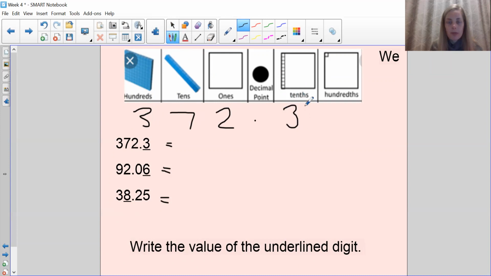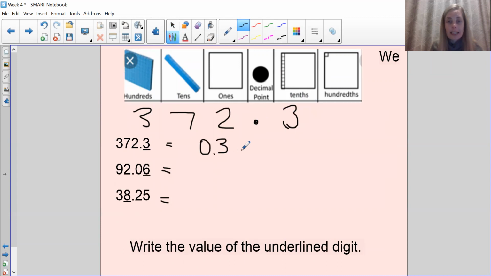Now I just want the value of this. So if I just want it, I'm going to ignore all of these. So I'm going to have 0.3 because I want the decimal. Remember, the decimal is how much it is worth here. And I mustn't forget to include my decimal point.